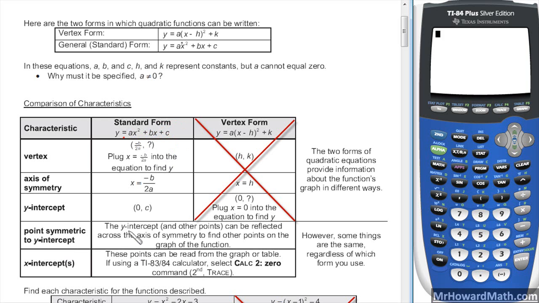Point symmetric to the y-intercept, so we talked about that last time. Due to the symmetry of a parabola, we can find that point. We'll do that later. X-intercepts, we did this last time as well, and we'll use our calculator at this point. Later in the next unit we'll be solving, and we can find those x-intercepts algebraically. For now we're using our calculator.